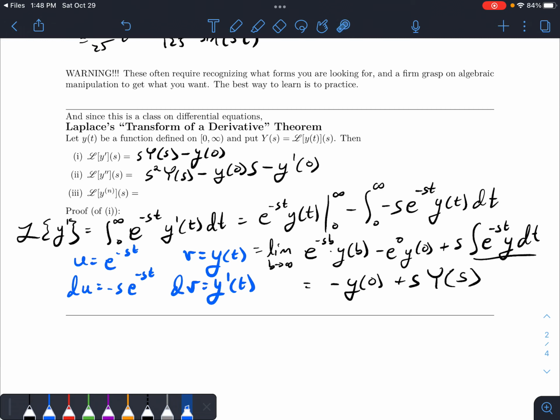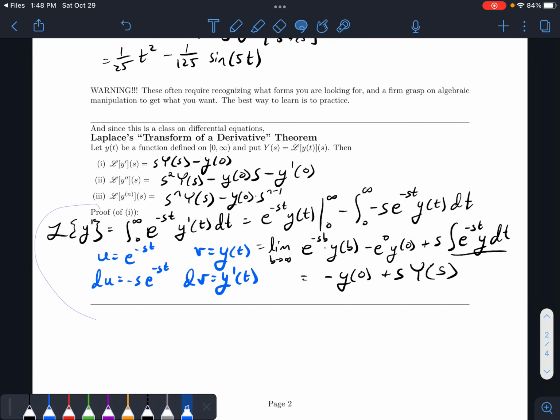Okay. There's a pattern that starts happening here. So this capital Y of s is always going to show up in the first term. And if you're doing the nth derivative of y, it's going to be multiplied by s to the n. So s to the n times capital Y of s. And then you're just going to subtract a bunch of terms. So you're going to subtract y of 0 times, not s, but it's going to be s to the power one less than your highest derivative, so s to the n minus 1.